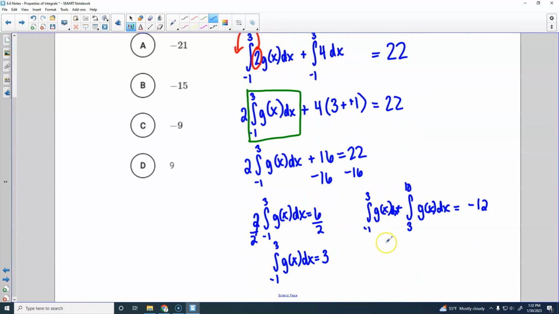And so we know this value right here is 3. So we got 3 plus the integral from 3 to 10 of g of x dx. That equals -12. And so we just need to subtract 3 from both sides, and our integral from 3 to 10 of g of x dx should equal -15. And so B would be our answer for that one also.